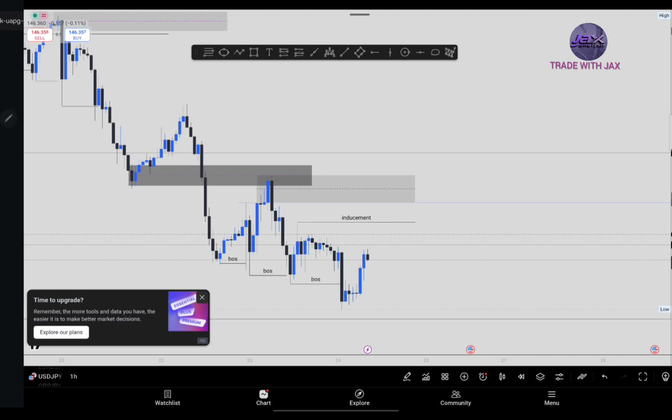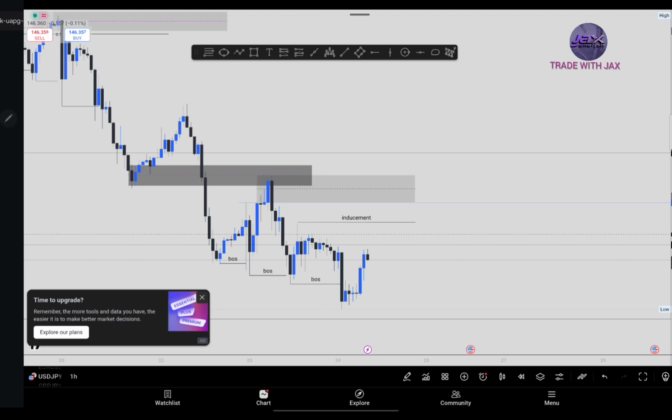Then, in explaining currency pairs, we have the base currency and the quote currency. This one is not really important knowledge, but it's important to know it.